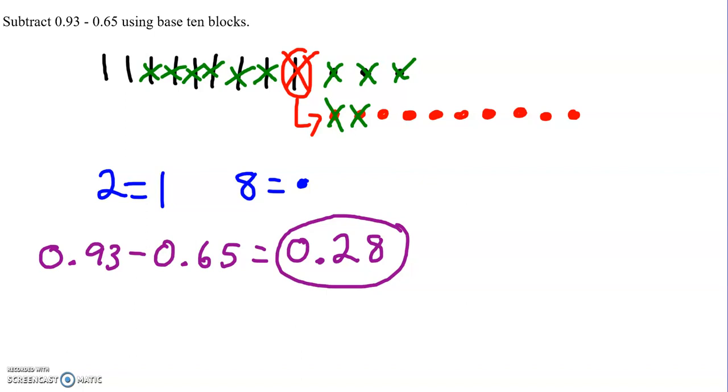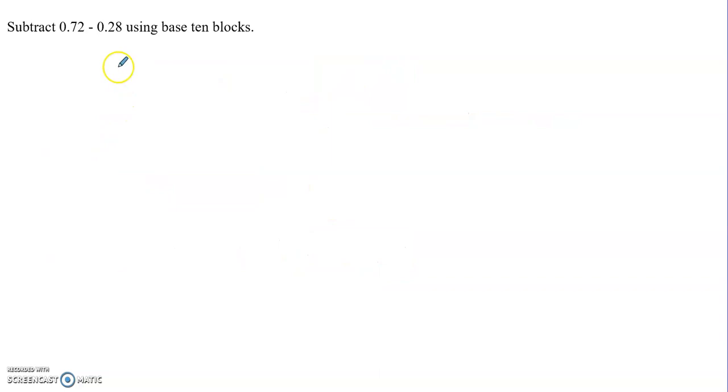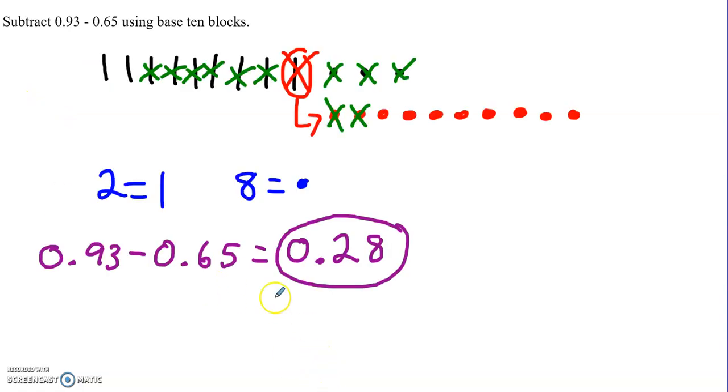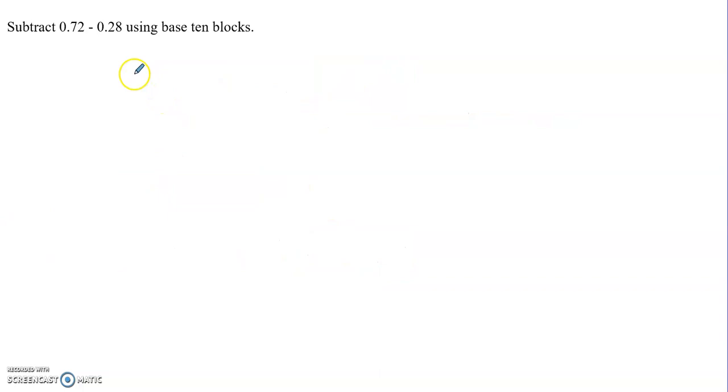Now that we have that in our notebooks, let's try another example. The process is the same. So I have now 72 hundredths minus 28 hundredths. I know that was our solution here. Just happens to become coincidence, nothing planned.